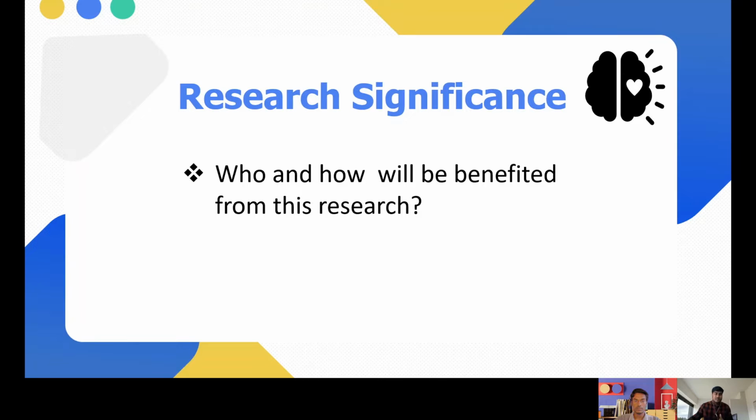Here's the research significance, like who and how will be benefited from this research. This research can help the students to identify their motivation and interest toward STM subjects and help the teacher to understand more about the students' ability in learning STM. Even the execution of the computing technique used can measure stress among primary school students in learning STM.